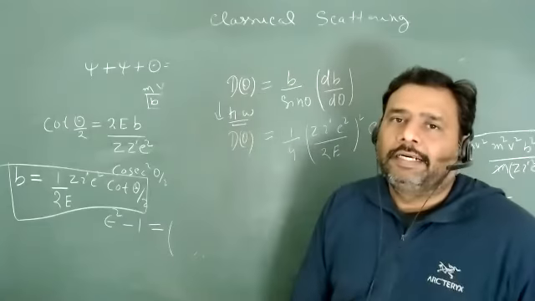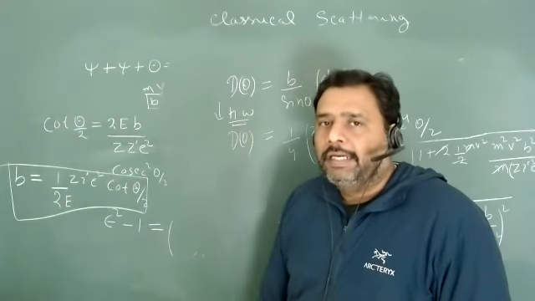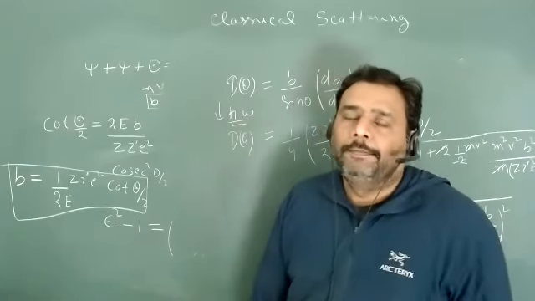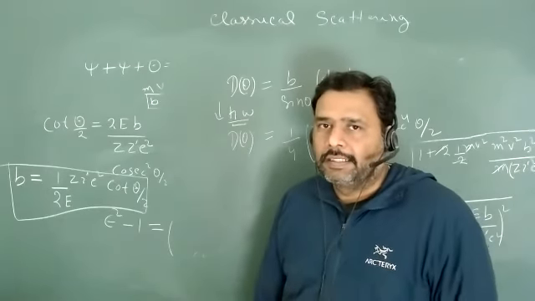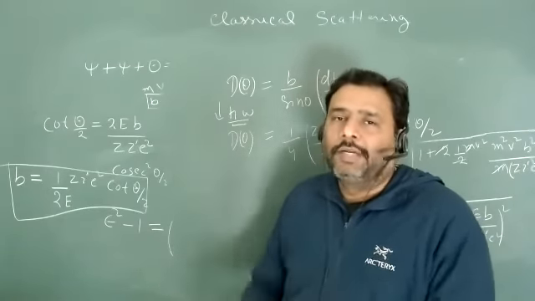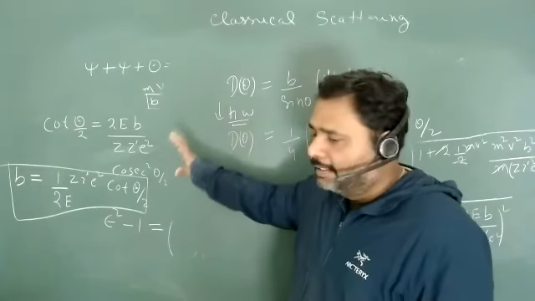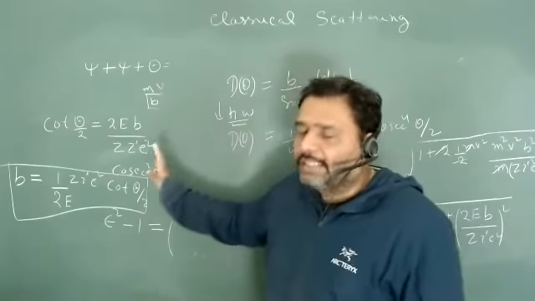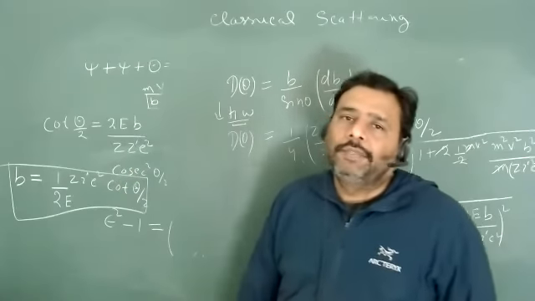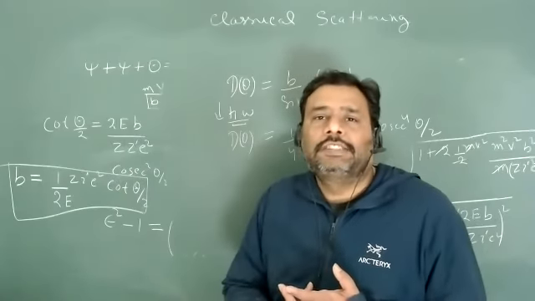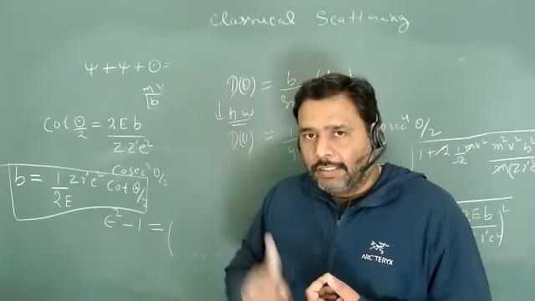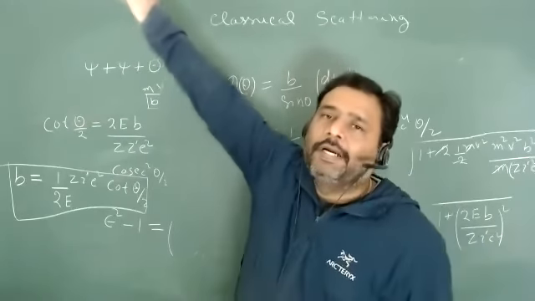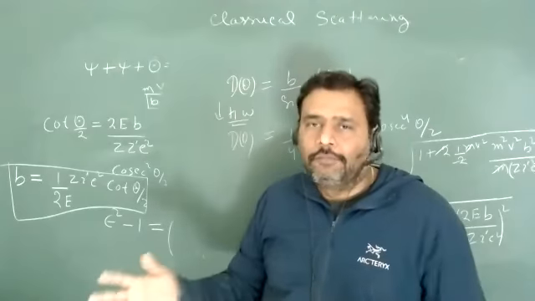So tomorrow we will try to do some more problems in classical scattering, and then we will go for mainly quantum mechanical scattering, which is more and more mathematical in nature. But the basic concept is exactly the same. What are the basic concepts? Angular momentum of the system is conserved. The incoming particle is a free particle. The outgoing particle, at very far away, is also a free particle.